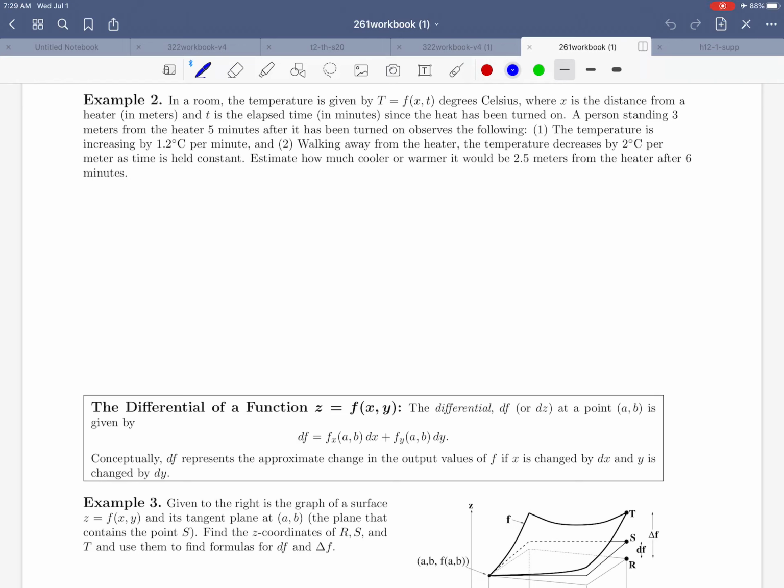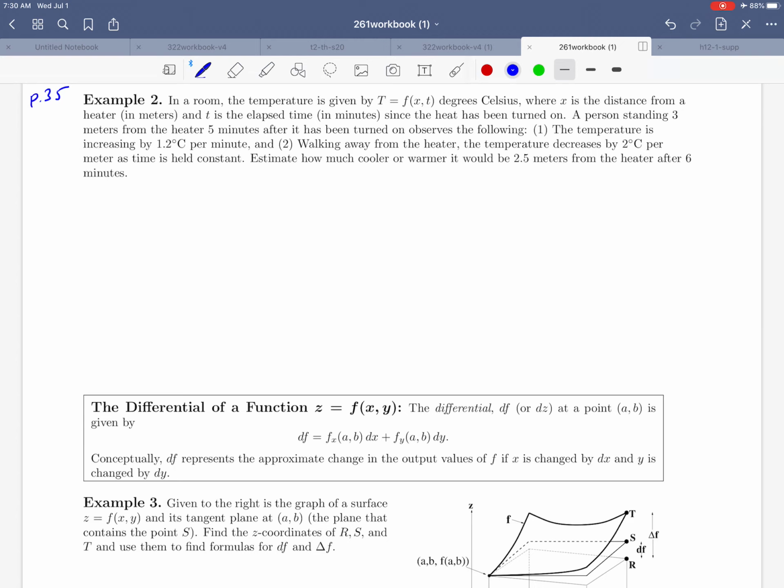We are looking at the top of page 35 in the workbook here, and this example is going to lead us into the concept of the differential of a function, a way of approximating the amount of change that we're getting in a function. Right, so let's read this example together. It describes a situation that we've talked about before.